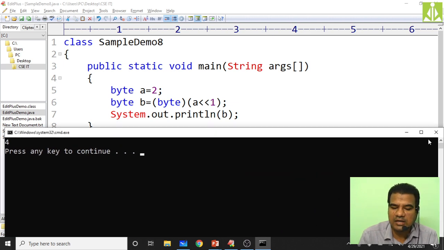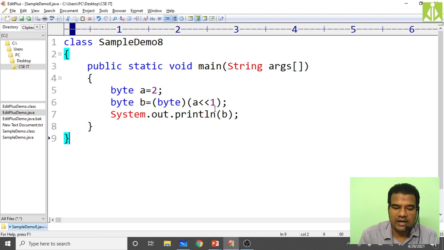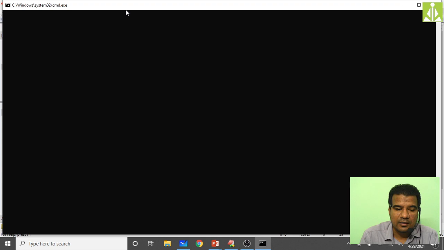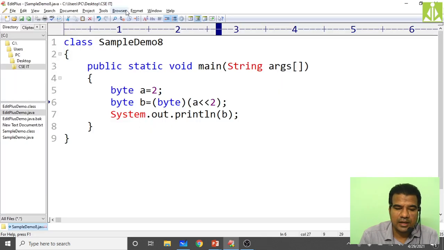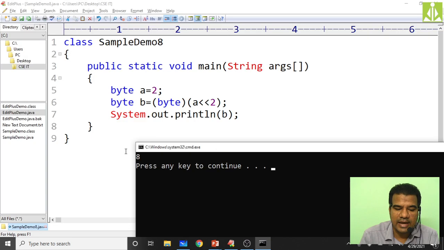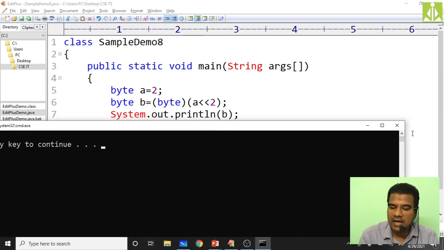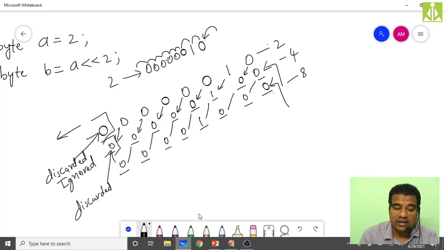So the value gets multiplied by 2. If I want the left shift operation to be performed one more time, then what will happen? Compile. No issues. Then run. Yes, 8 we got, as you can see. So the same result I have explained over here, we got in the output.